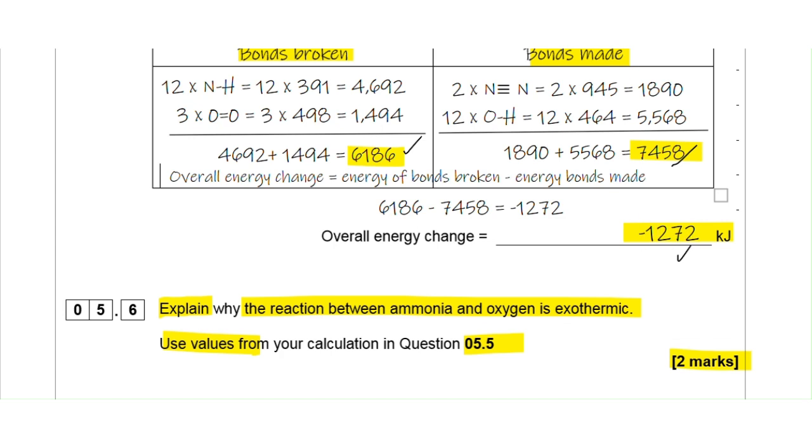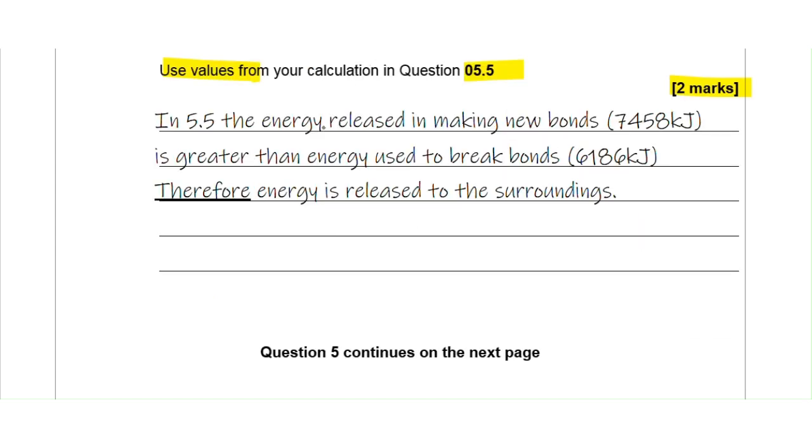So what does that tell us? Here we can construct our answer. In 5.5, the energy released in making new bonds, 7458 kilojoules, is greater than the energy used to break bonds, 6186. Therefore, energy is released to the surroundings, which means it's an exothermic reaction.